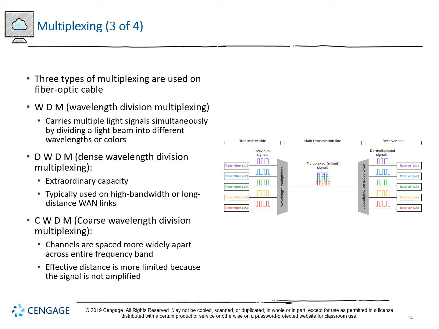This is used on high bandwidth or long distance WAN links in order to facilitate maximum usage of the bandwidth available. Coarse wavelength division is where channels are spaced more widely apart across the frequency band, and the effective distance is more limited because the signal is not amplified to the same degree.